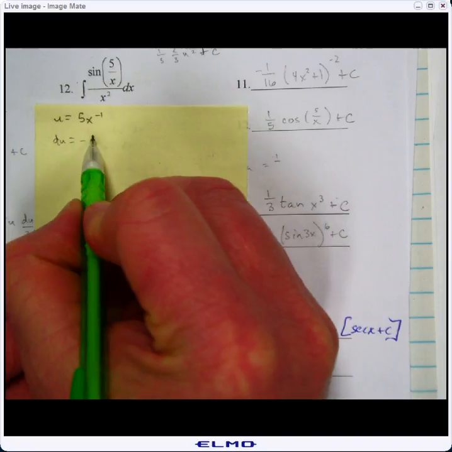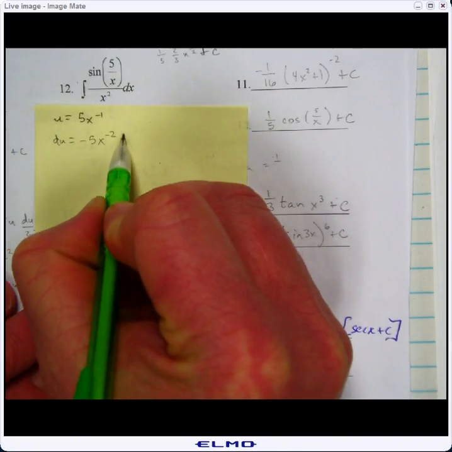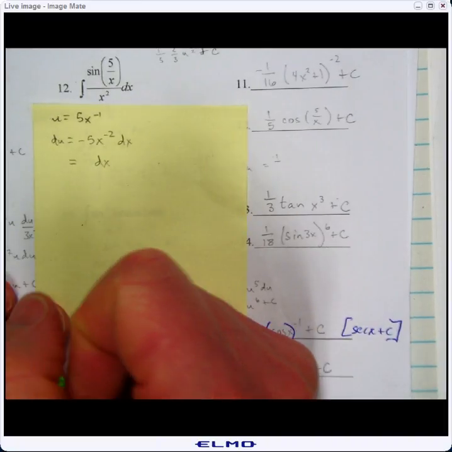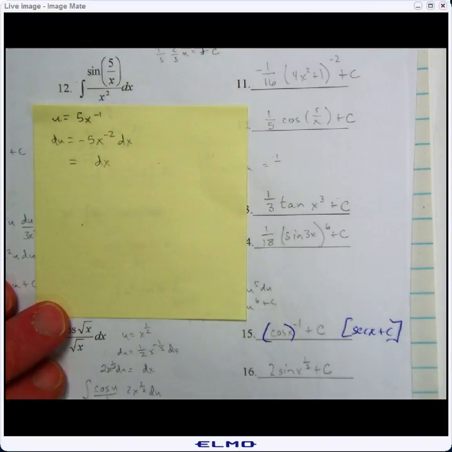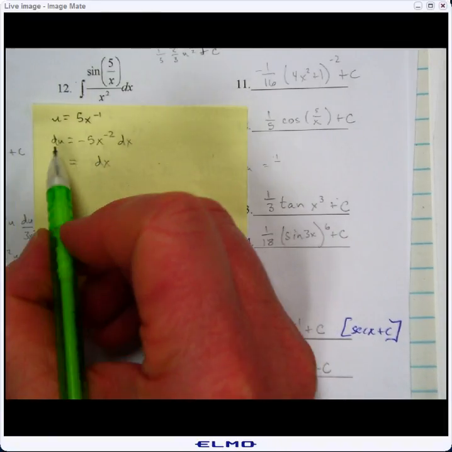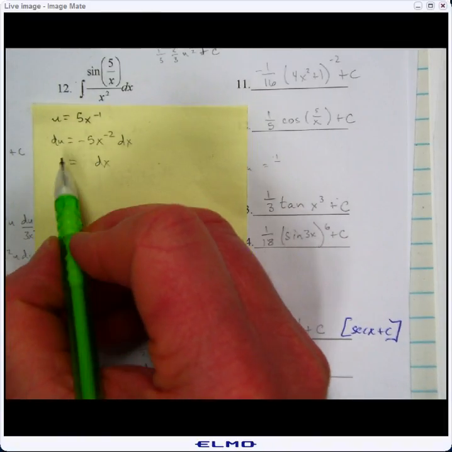So du is negative 5x to the negative 2 dx. Solve for dx. Those of you that skip this step every time, when it comes time to finding something a little different to work it out, you won't know what to do. Not mentioning any names on film. You know who you are.